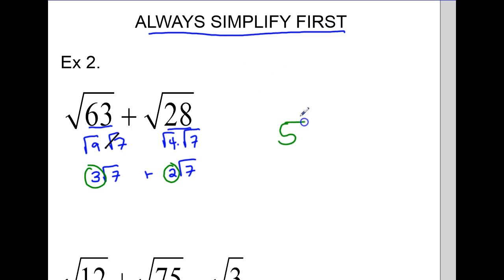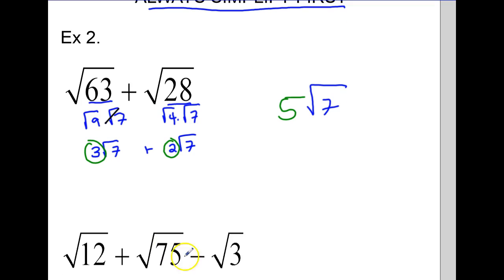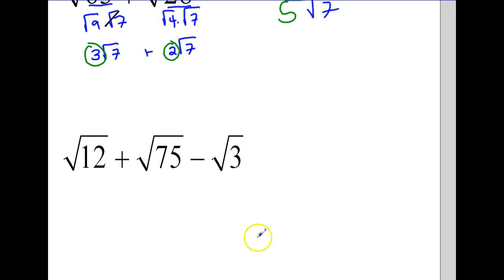And I have 5 of what? I have 5 square roots of 7. So you always need to simplify first. Let's take a look at one of these guys. Something tells me that I'm probably going to have a radical 3 if one of mine is a radical 3 and he's prime. So I know that 12 can be written as the square root of 4 times the square root of 3. And I know that 75 is really 25 times 3.